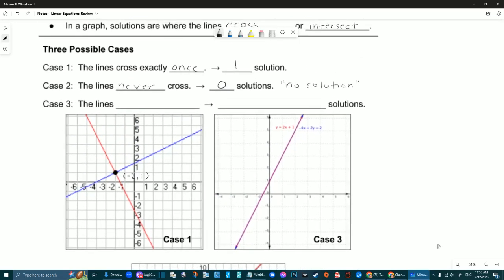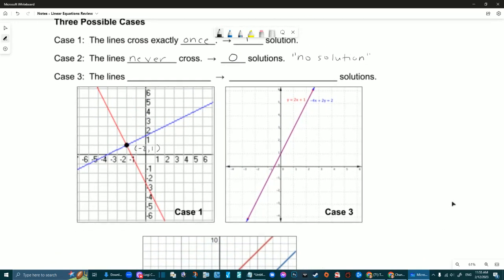The third case is the weirdest. The third case is when the lines overlap. You graph them and they fill up the exact same space in the coordinate plane. And in that case, every point on those lines is in common. And because the lines go on forever, we would say there are infinitely many solutions.